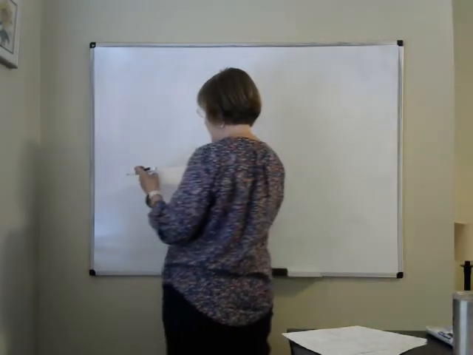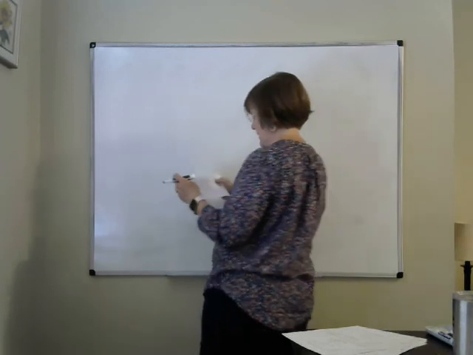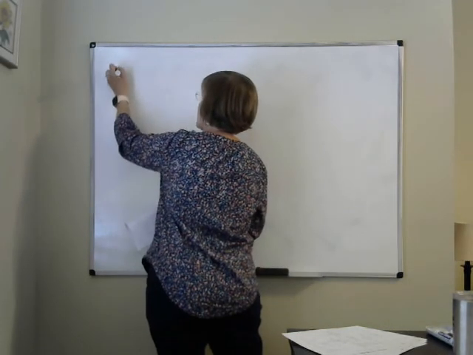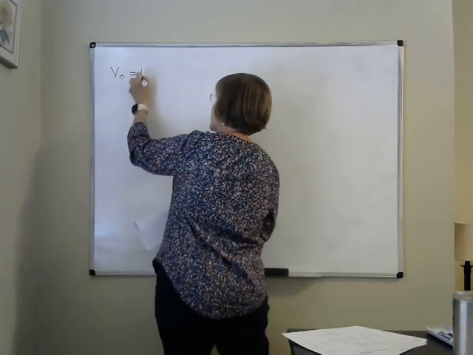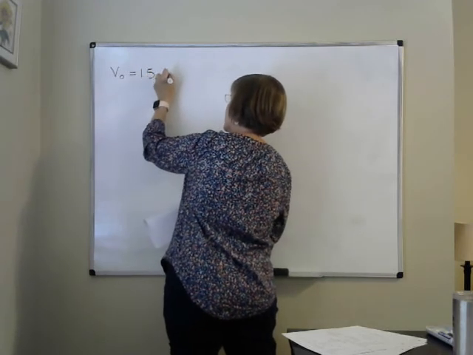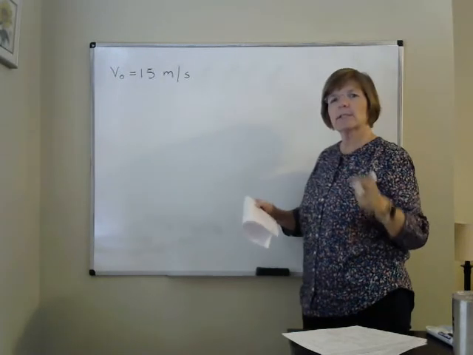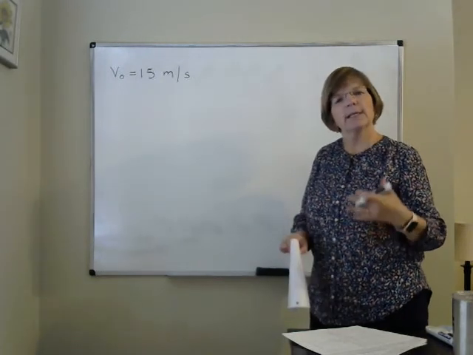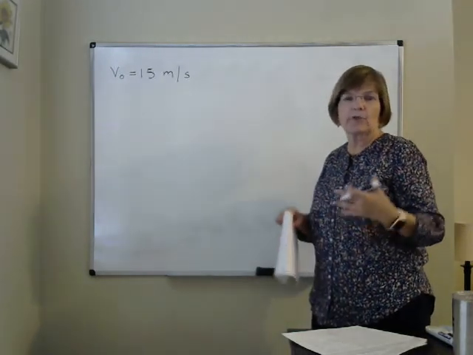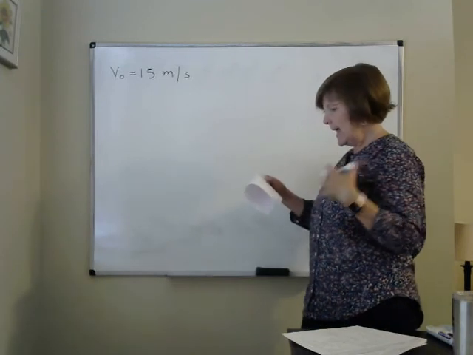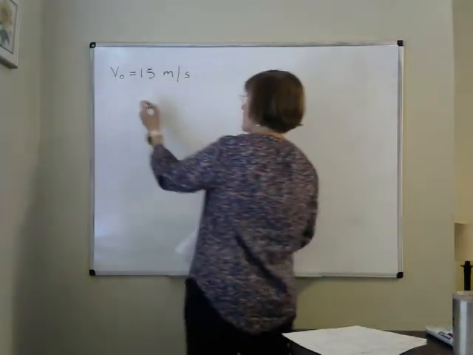The car initially traveling at 15 meters per second. They just told me V0 is 15 meters per second. Accelerates constantly. Well, that's important because it means my constant acceleration formulas are going to be useful. At 2.0 meters per second squared.